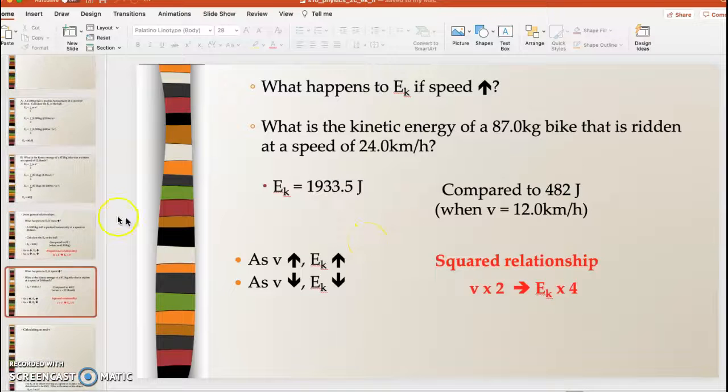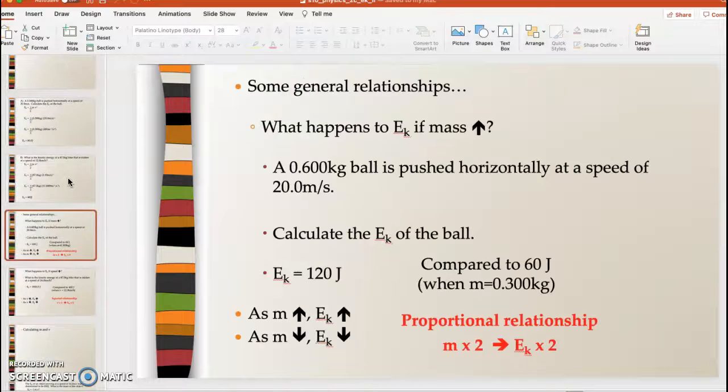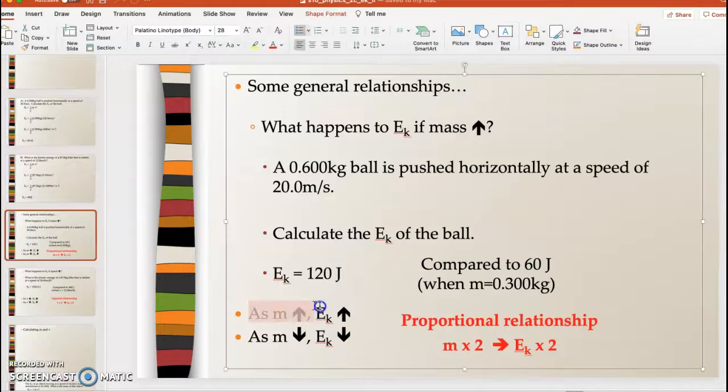So let me come back here. This is talking about how as mass increases, kinetic energy increases, which makes sense. Something that's heavy, you chuck a watermelon off a bridge, that's going to go a lot faster than throwing a grape off a bridge. Is the idea.